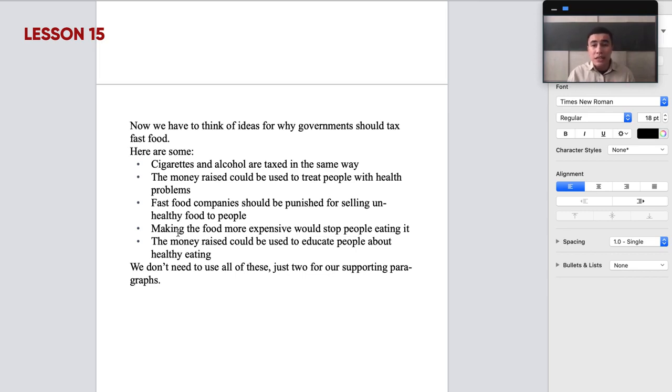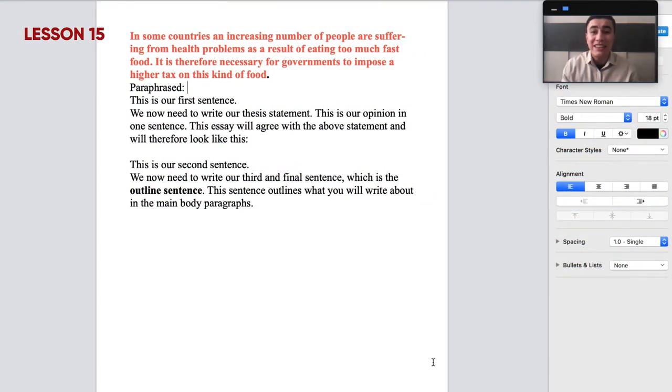Now we have 2 ideas. Cigarettes and alcohol are taxed in the same way, and making the food more expensive would stop people eating it. Now we have prepared our ideas and we can start writing the first paragraph of our essay, an introduction. Before I start writing, let's read the question one more time. In some countries, an increasing number of people are suffering from health problems as a result of eating too much fast food. It is therefore necessary for governments to impose a higher tax on this kind of food.